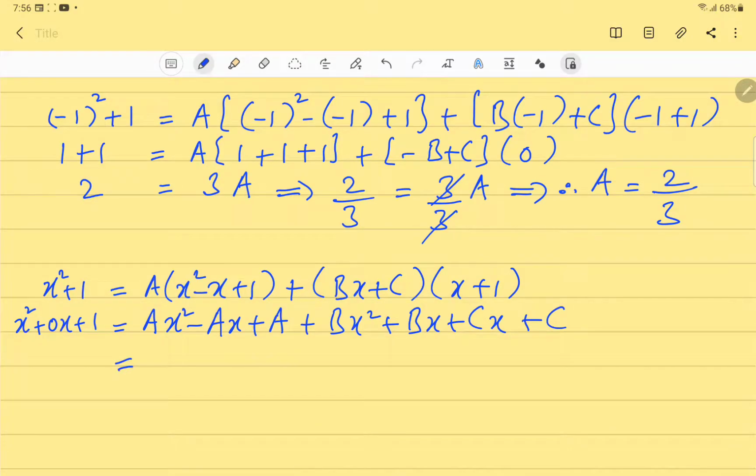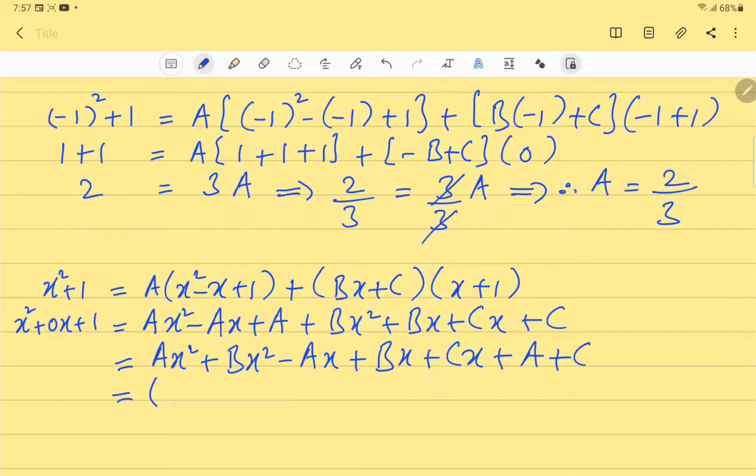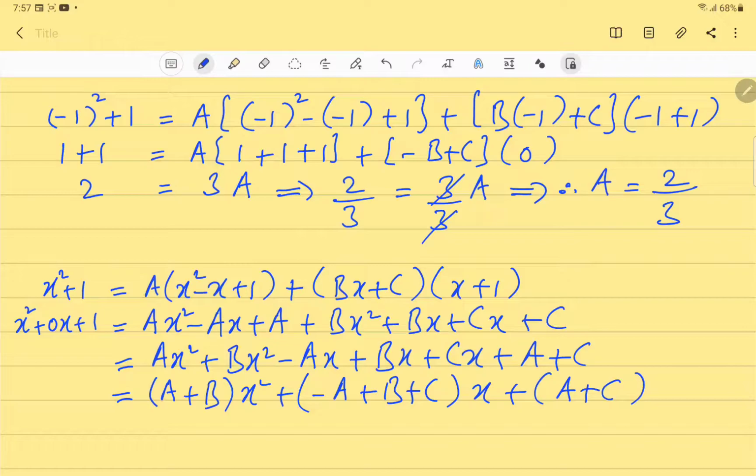Now we will gather the terms of the same degree of x. So ax squared plus bx squared plus, it is minus ax plus bx plus cx plus a plus c. X squared is common in the first two terms, and in the next three terms x is common, and the last two are without x.